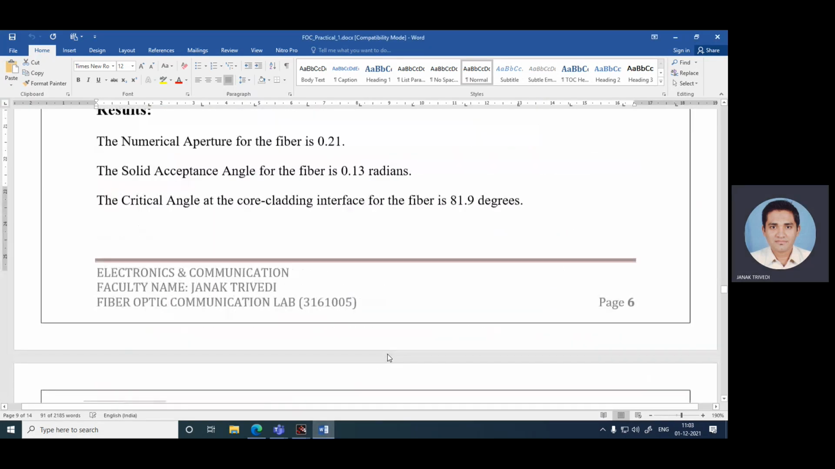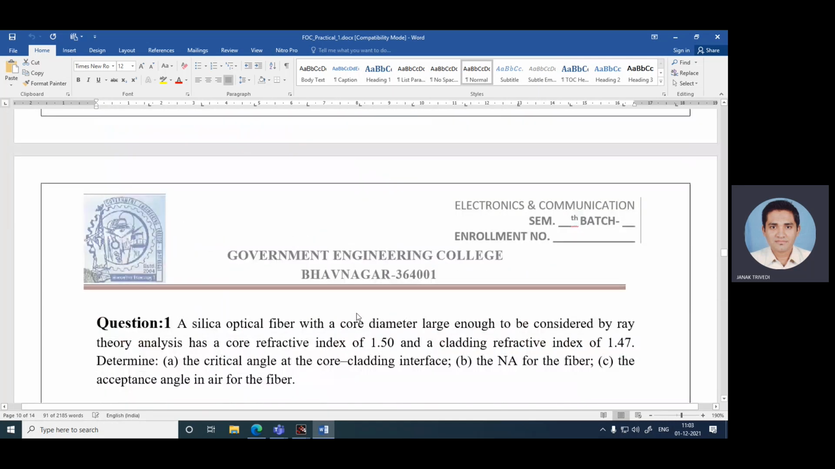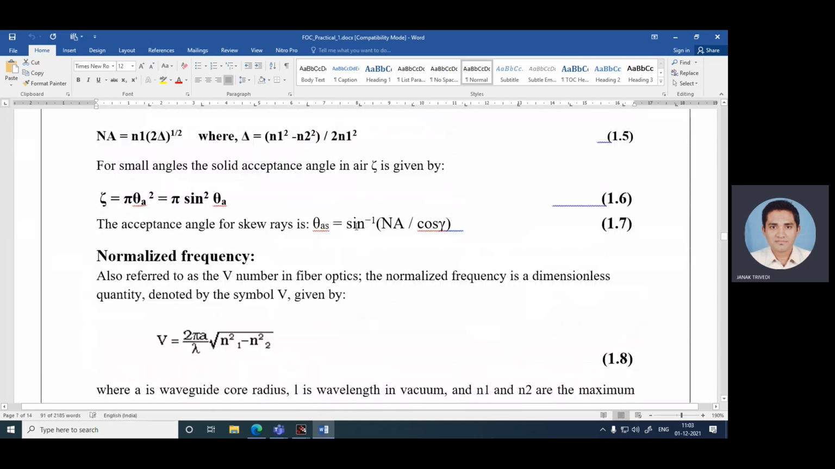Then the third example is an optical fiber in air has a numerical aperture of 0.4. Compare the acceptance angle for meridional rays with that for the skew rays, which change direction by 100 degrees at each reflection. So that equation is already given in 1.7 that we will use. You can see here 1.7. So this equation will be used for the skew rays.